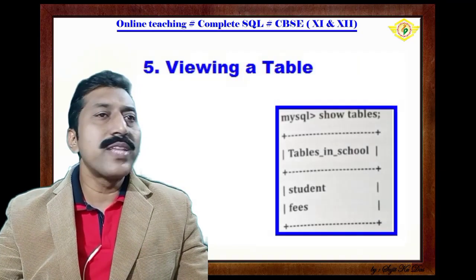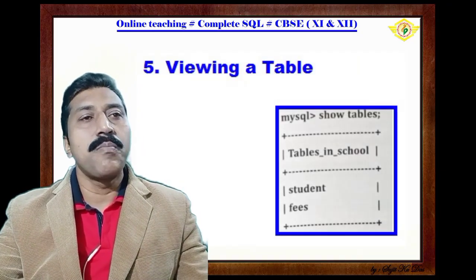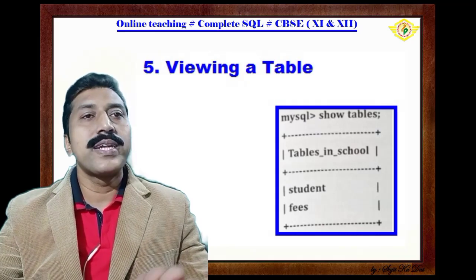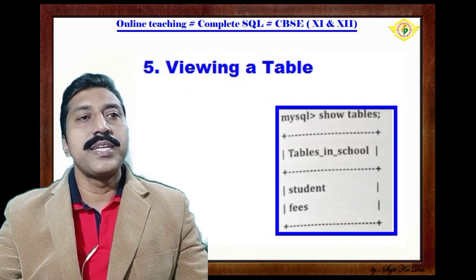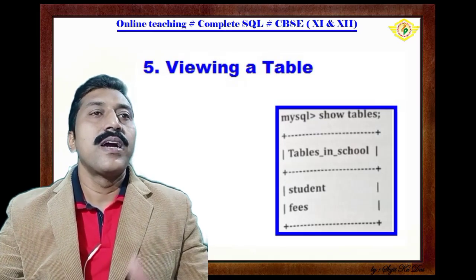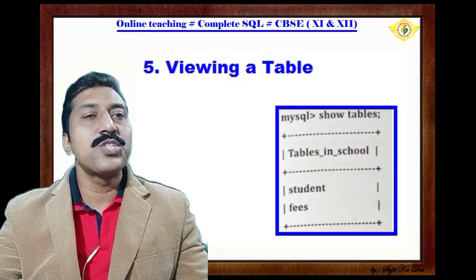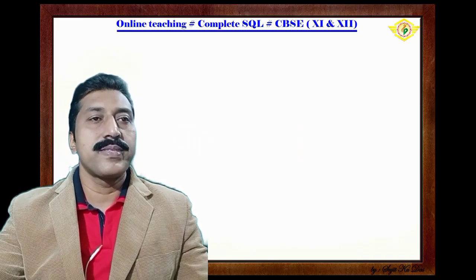Now how to view the tables? To view the tables, you write the command SHOW TABLES semicolon. Then it will show you how many tables are there. Here there are 2 tables in total, student and fees. So it will show the 2 tables.